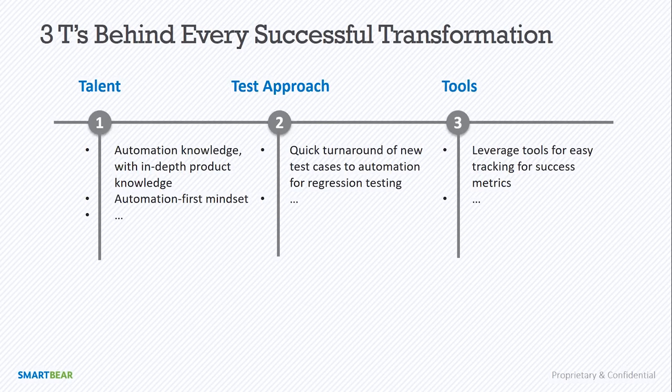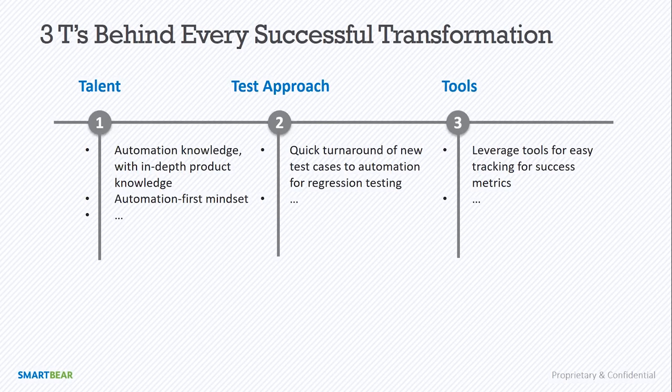And that's around talent, test approach, and your tools. There are many initiatives that you can have. One of the things that we talked about when it comes to talent is looking not just at automation knowledge, but marrying that with in-depth product knowledge, or having initiatives that help your organization create and promote an automation-first mindset. The second is looking at your test approach. Are we quickly turning around new test cases that we automate for regression testing? Or are there other test approach improvements that you want to make within your organization?